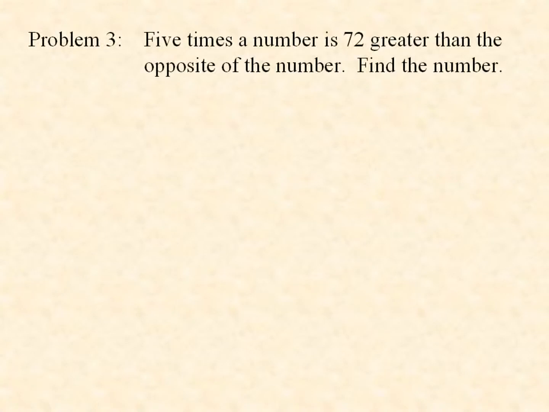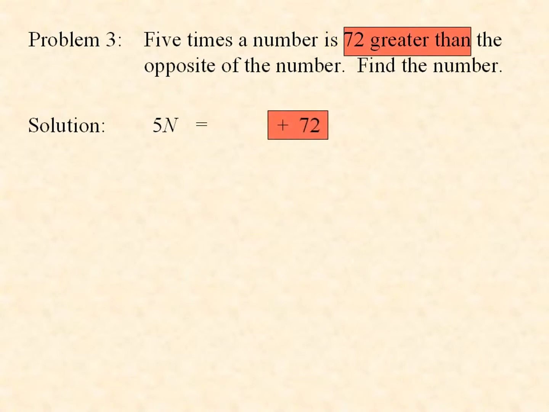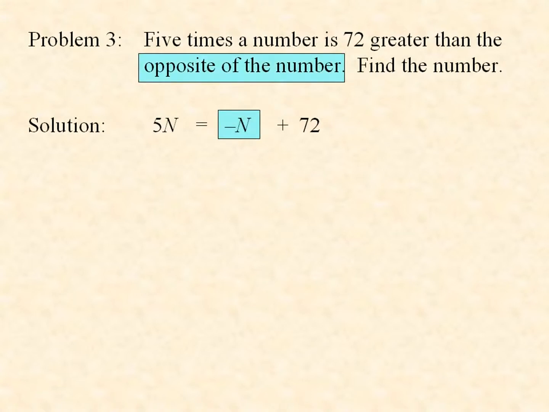Problem 3. 5 times a number is 72 greater than the opposite of the number. Find the number. Well, 5 times the number is 5n, and that is 72 greater than the opposite of the number. The 72 greater means we're adding 72, and we're adding that to the opposite of the number. So we have 5n is the opposite of n plus 72.